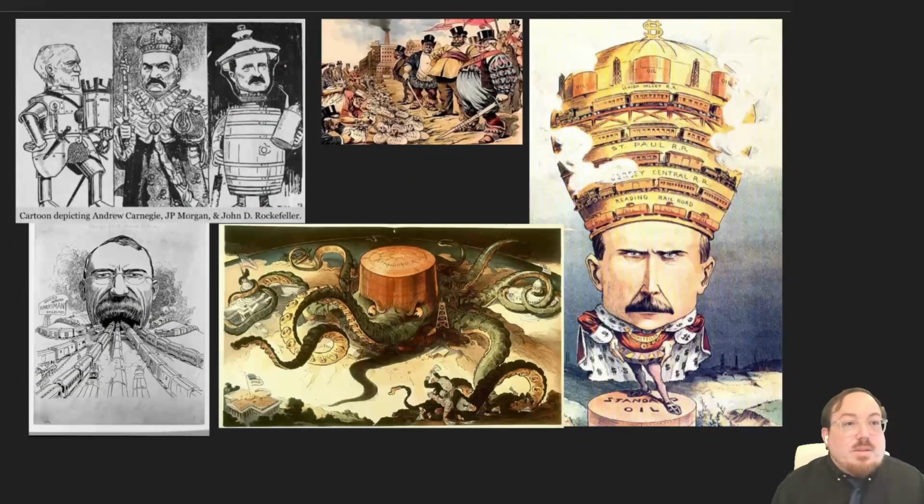So we have the robber barons. You have literally J.P. Morgan dressed up as a king, and Rockefeller and Carnegie in steel armor, like old robber barons, like old kings of old. You have literal robber barons dressed up in the top. You have John D. Rockefeller, who was the richest man in the world and one of the richest men to ever live throughout human history.